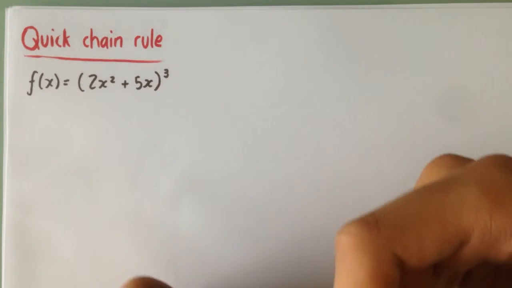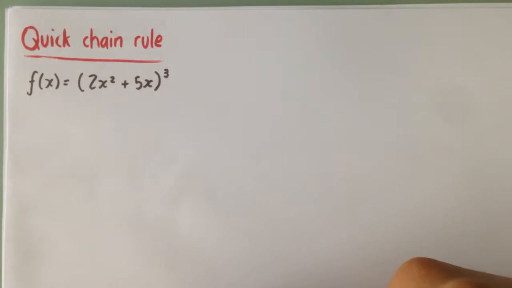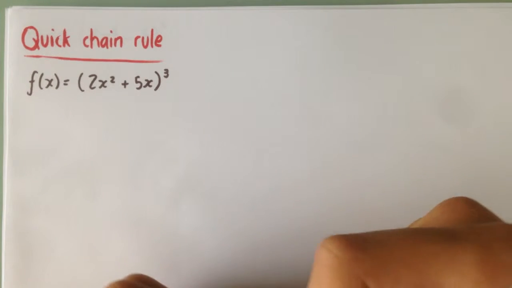Okay, so this video is going to be about a quicker way to do the chain rule. So, why do we need a quicker way to do the chain rule?